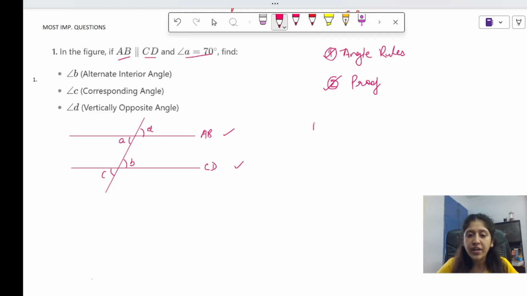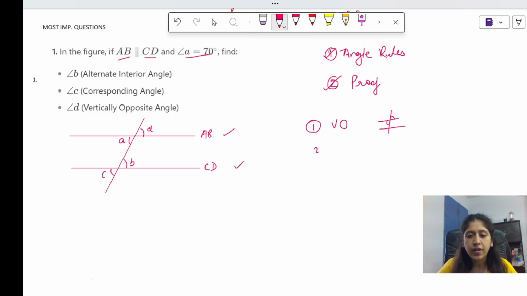So the first rule, let's just revise. First was vertically opposite angles. What are vertically opposite angles? We have parallel lines and we have a transversal. These two opposite angles are vertically opposite angles. I hope you remember this concept. Vertically opposite angles are equal.